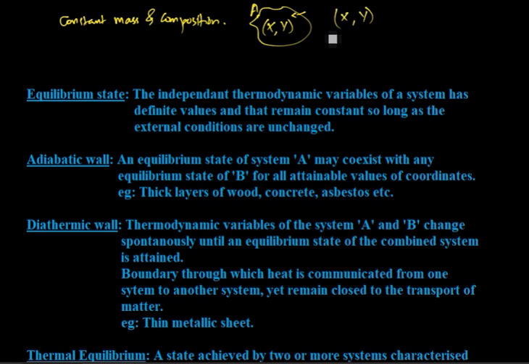Experiments show that the existence of an equilibrium state in one system depends on the proximity of other systems and on the nature of the boundary or wall separating the different systems.